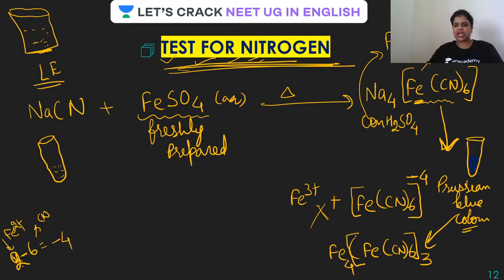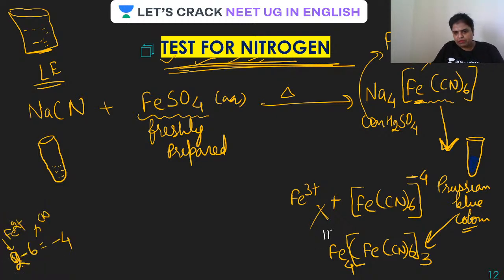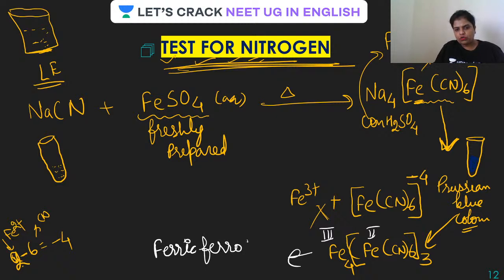So this is actually the Prussian blue color. The iron atom which is outside is in the +3 oxidation state, and the one inside is in the +2 oxidation state. Therefore, this is also called, you know what? Ferric for +3, ferro for +2, cyanide, which is actually Prussian blue.